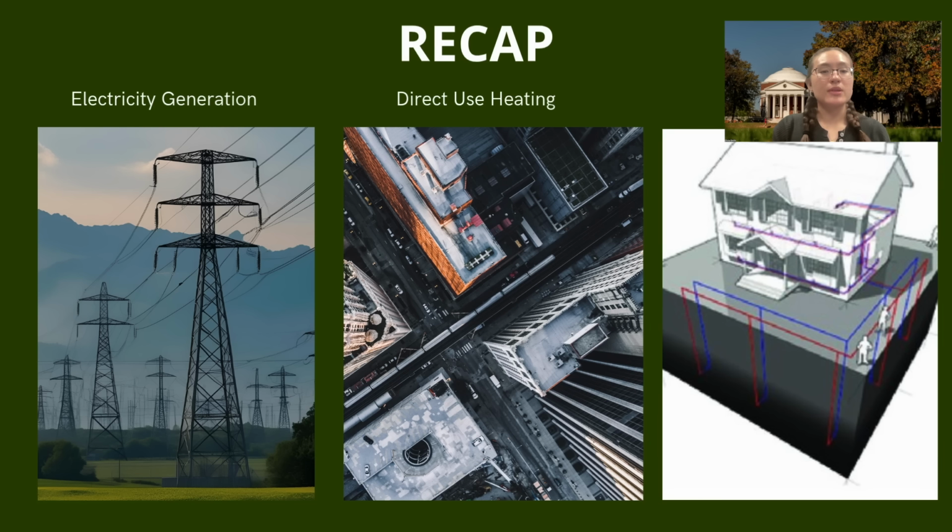So let's recap the three main ways we use geothermal energy. Electricity generation, like using very hot steam or water from deep wells to create power. And then we have direct use heating. This is using very hot water from deep wells to heat entire communities, like in Iceland. And then our third main way is geoexchange. This is using the stable temperature of the shallow ground to efficiently heat and cool individual buildings.